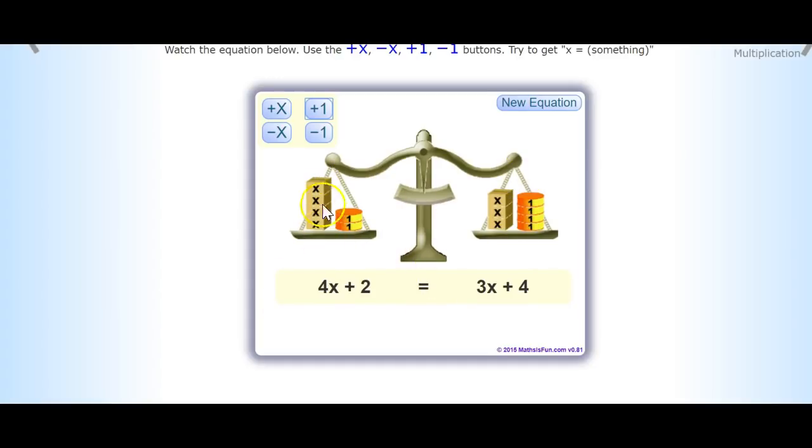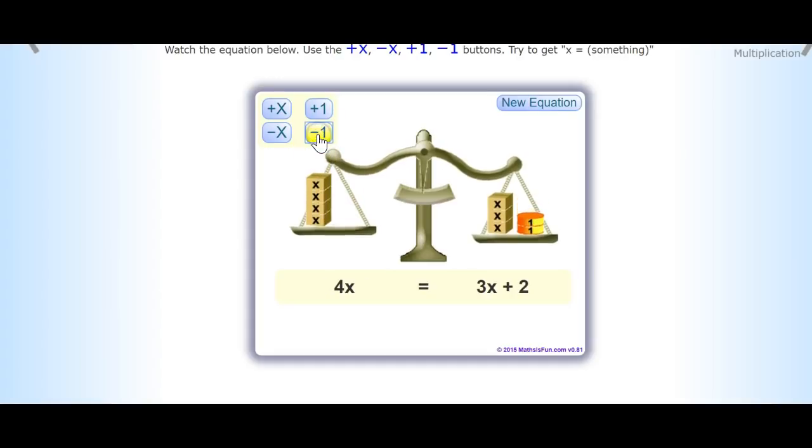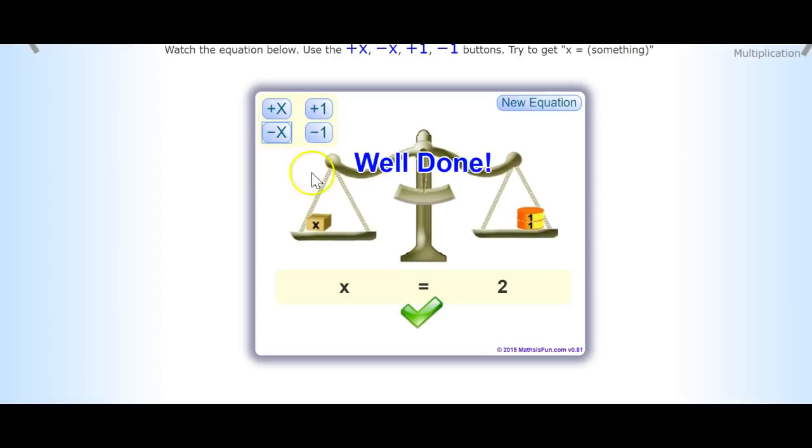So I know I've got 4x plus 2 here, and then I have 3x and 4. I want to start to subtract and add in different ways so I can be left with just 1x, which will tell me what the answer is. So if I get rid of these 2 here, I'm going to take away 2. That still balances my equation out. Now I have 4x is the same as 3x plus 2. If I can get rid of these 3x's here, that would leave me with 1x. So if I get rid of those 3, I've worked out that x equals 2, and I still have an equivalent equation.